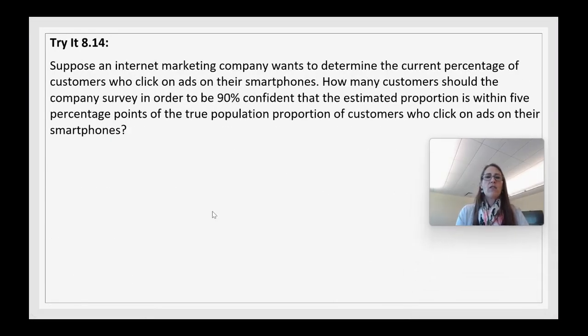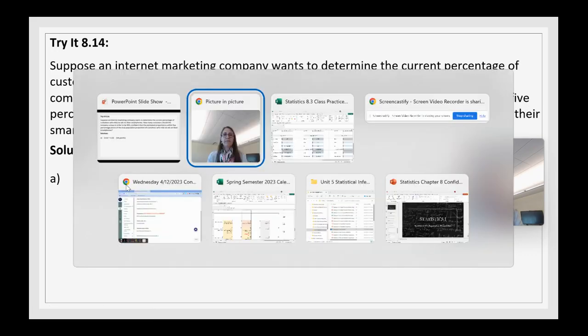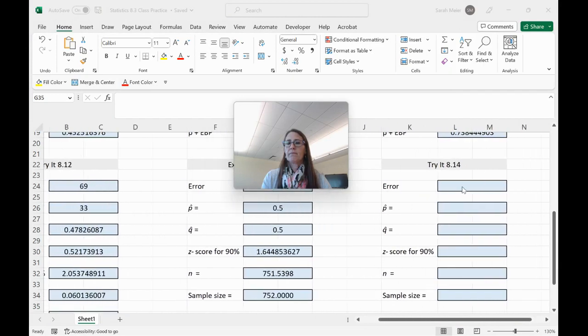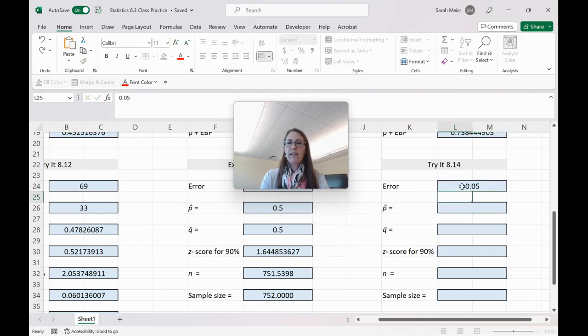Last example, an internet marketing company wants to determine the current percentage of customers who click on ads on their smartphones. How many customers should the company survey in order to be 90% confident that the estimated proportion is within 5 percentage points of the true population proportion of customers who click on ads on their smartphones? Okay, what do we need? What's our error? A lot of times this is given to us in words, within 5 percentage points. 5 percentage points, 0.05.